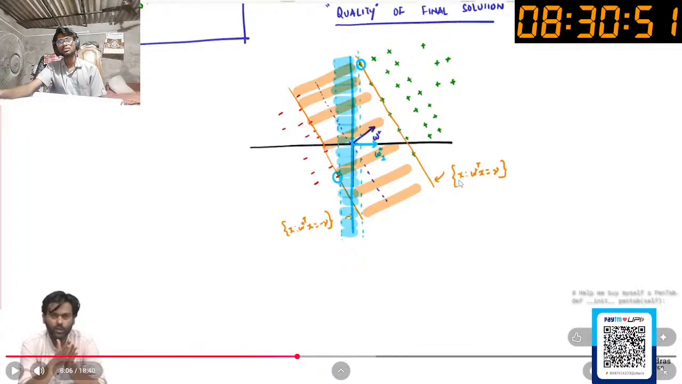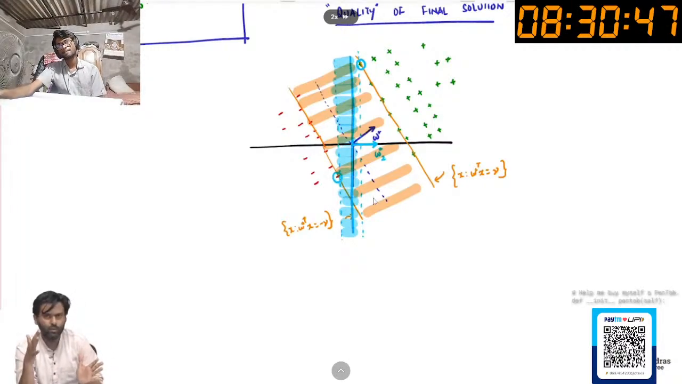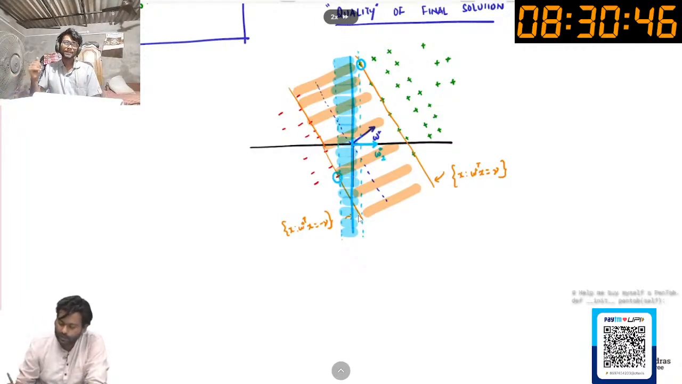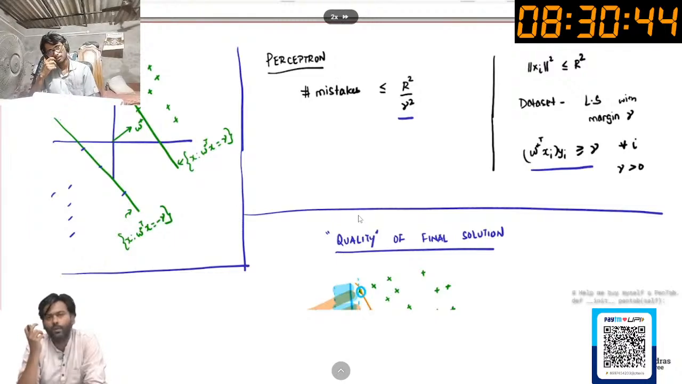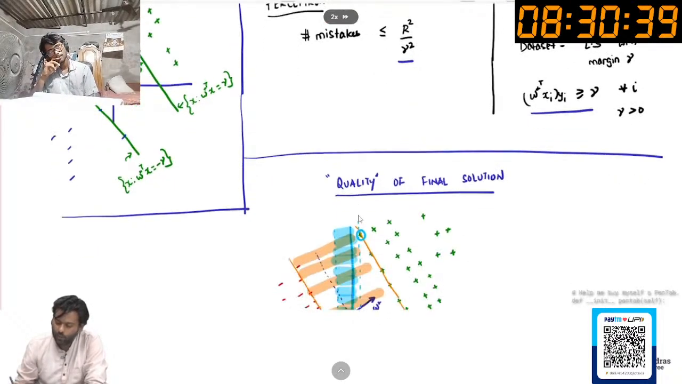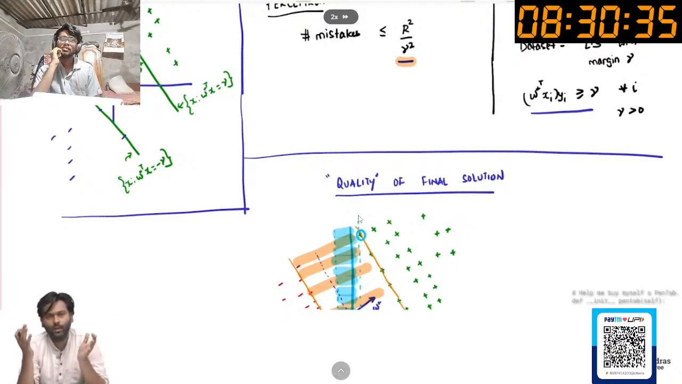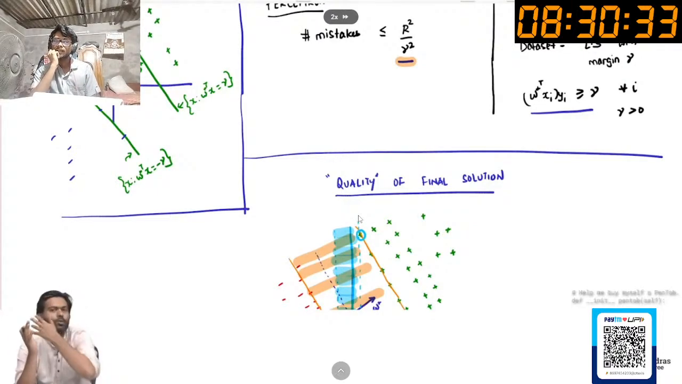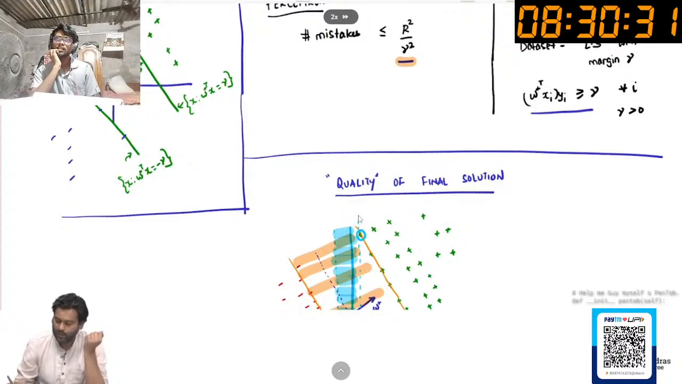Because that direction separates the data set with a larger, so to say, margin, right? Now let's go back and ask, what is the mistake bound of perceptron telling us in this figure? It is telling us that the number of mistakes is at most R squared by gamma squared. Now when we argued this gamma squared, we just assumed that there is some W star which separates the data with some gamma. We did not say anything else about this W star, right?